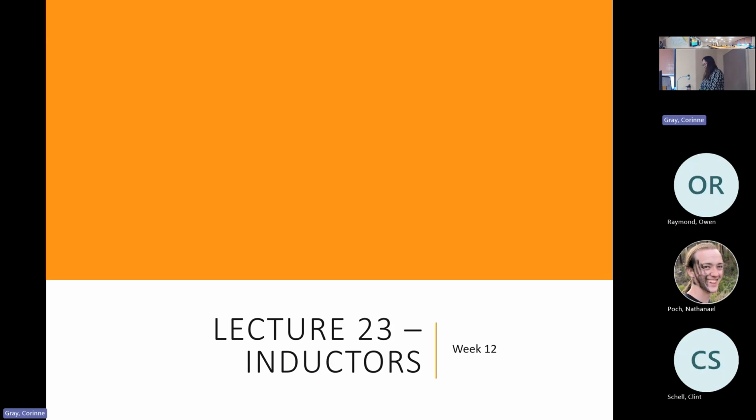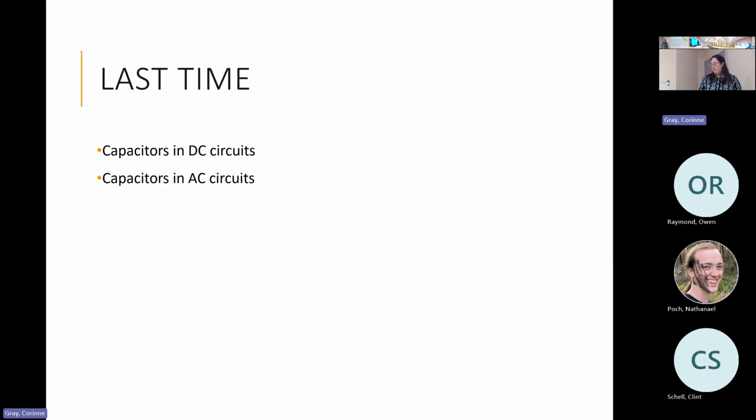Another new circuit component, which today is going to be the inductor. We'll introduce it today and spend some more time with it next week on Tuesday, where we'll go through and do kind of the same thing we did on Tuesday with the capacitor.